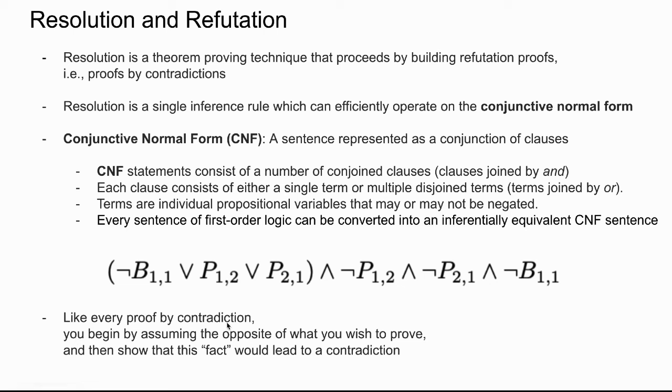Like every proof by contradiction, you begin by assuming the opposite of what you wish to prove, and then show that this fact would lead to a contradiction. So if you want to prove that the sun rises in the east, you start with the statement that the sun rises in the west, and you show how that leads to a contradiction. And since that happens, you know that the opposite must be true, which is that the sun rises in the east. So this is how resolution and refutation work.